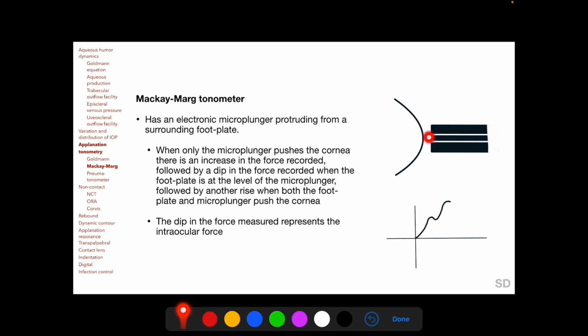But when the microplunger becomes flush with the footplate, the footplate shares some of the force from the cornea, and the force recorded from the microplunger decreases, followed by an increase in the force recorded from the microplunger when both the microplunger and the footplate push the cornea further. The force recorded at this trough point, when the microplunger just becomes flush with the footplate, represents the intraocular pressure, because at this point there is optimal applanation of the cornea.